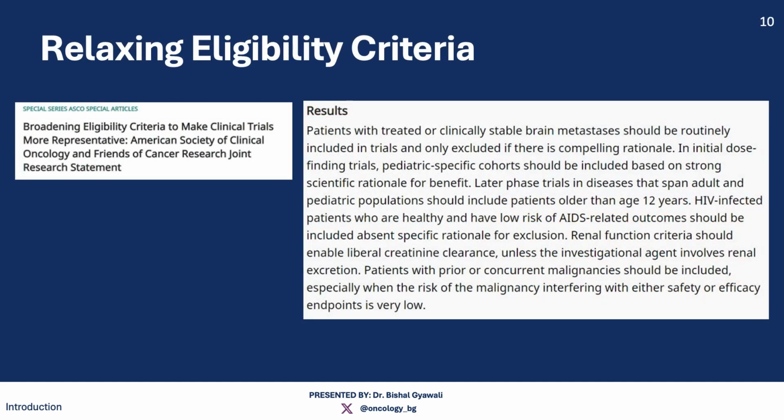And there have been some efforts in this regard to broaden the eligibility criteria, to expand the eligibility criteria. ASCO has produced a statement saying that patients should not be systematically excluded based on their brain metastasis, or based on their age group or HIV infection or renal function criteria, etc. But we still have a long way to go. So reading eligibility criteria is quite important. And this is important even for interpretation of the trial.